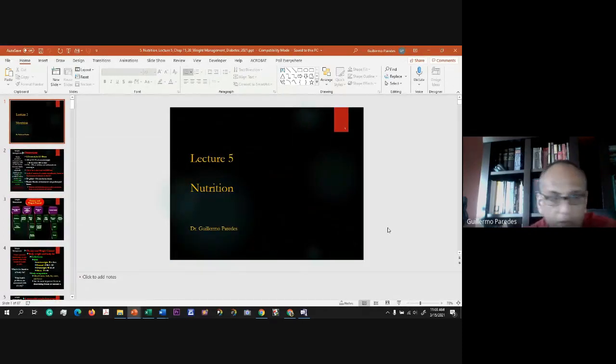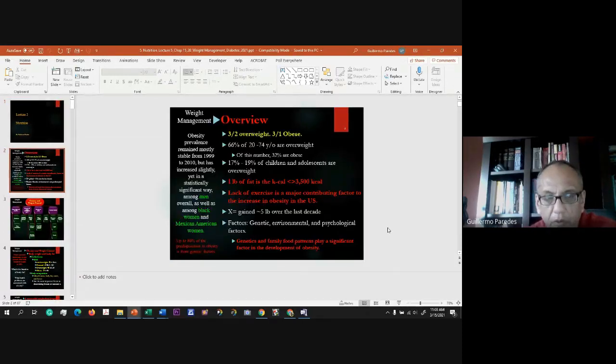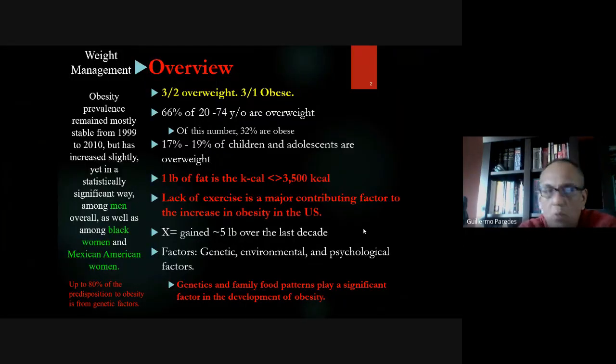Okay, welcome to lecture 5. Today we will talk about weight management, how to calculate the BMR, basal metabolic rate, with the total calories that you want to spend during the day according to your physical activity and other conditions. So let's start with some definitions and an overview of weight management.